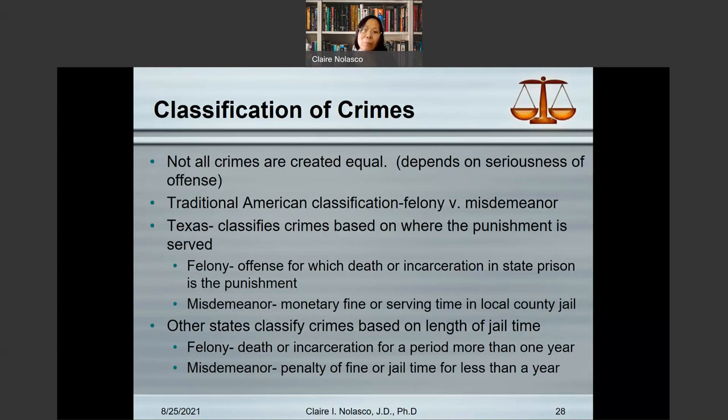Now, my question is, how about if you serve time in a state jail? Well, there's such a thing as a state jail felony. So in that case, it would be a felony. So it's only a misdemeanor if you serve time in a county jail and not a state jail. In contrast to Texas, other states classify crimes based on length of jail time. For example, they classify felonies as those punishable by death or incarceration for a period of more than 1 year, and misdemeanor is punishable with fine or jail time for less than a year.